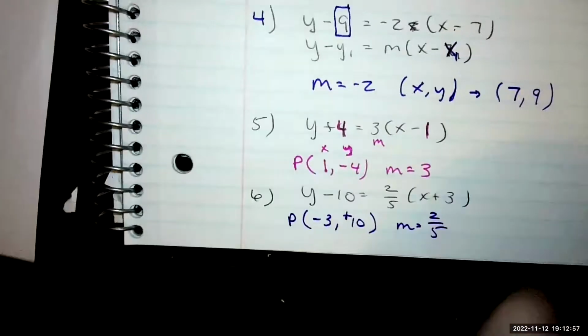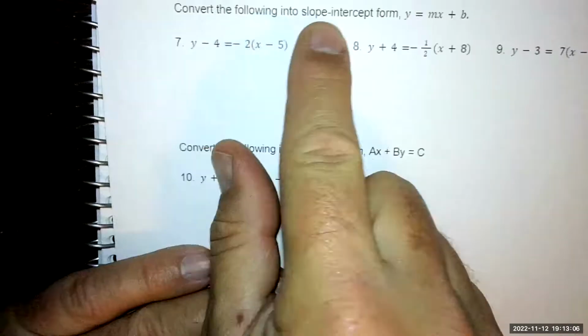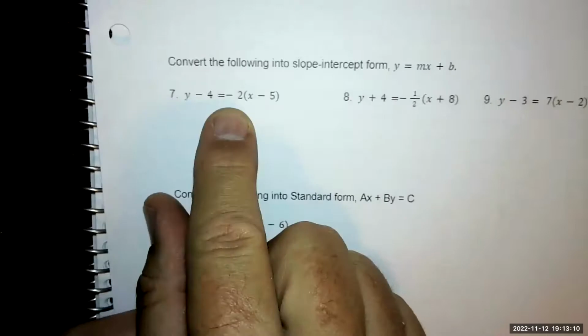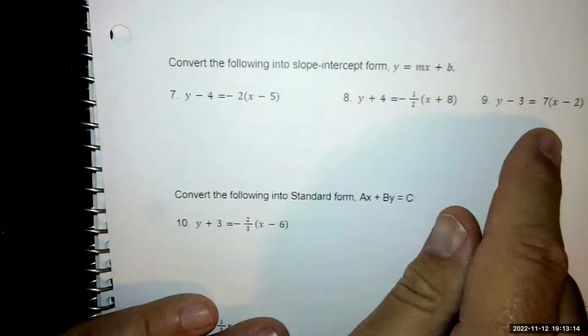I'm going to turn the page. Third section. Convert the following to slope-intercept form, y equals mx plus b. I want to convert all three of these into the slope-intercept form. So here we go. This is number 7.